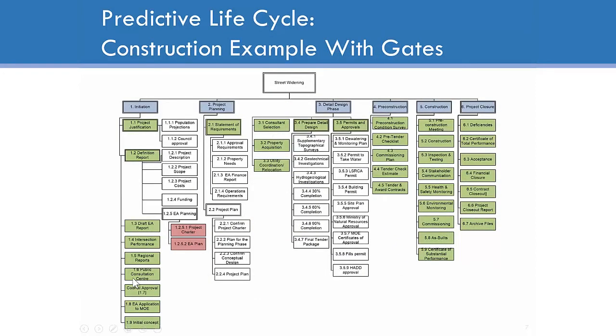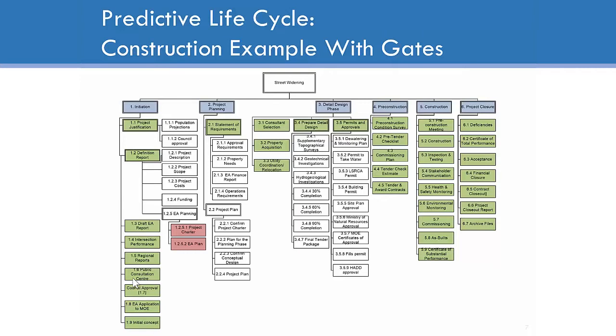Now, you'll notice that the breakdown of the WBS at the very top is according to phases. There's the initiation phase that, if I look down, results in a project charter and an environmental assessment plan. Then there's a project planning phase that results in a statement of requirements and a project plan. Then a detailed design phase, which results in the complete design and all permitting.